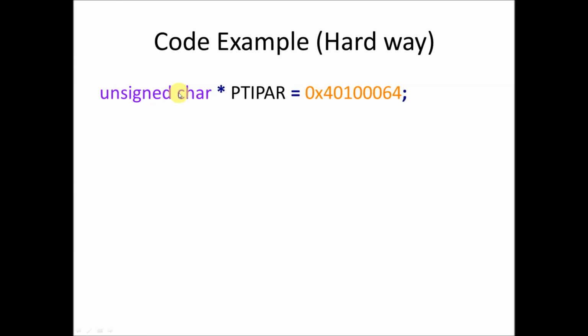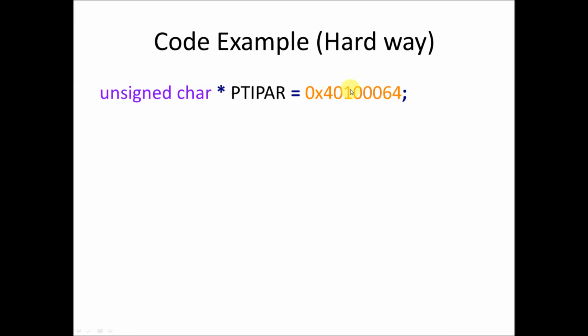So here's a code example. This is doing it the hard way, and I'll show you an awesome, easy way in just a second. The first thing we need to do is define the locations of our registers. We do that by using the data type unsigned char, because these are 8-bit registers, and it's a pointer. This is a memory location. It's a pointer, so it's not the actual value of the register. It's just a location in memory.